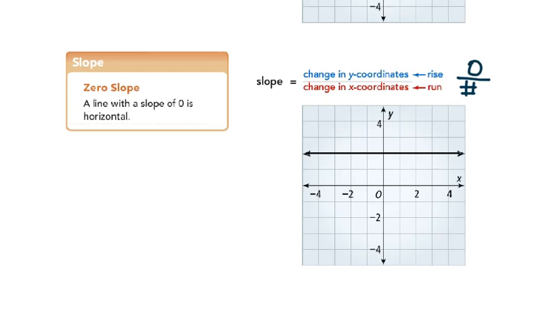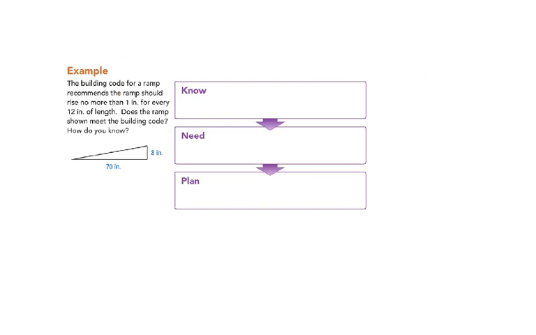And here is one example that we're going to do. It says the building code for a ramp recommends the ramp should rise no more than 1 inch for every 12 inches of length. Does the ramp shown meet the building code, and how do you know? So we know that the rise over run must be less than or equal to 1 over 12. What we need to find out is if this rise over run meets those qualifications.